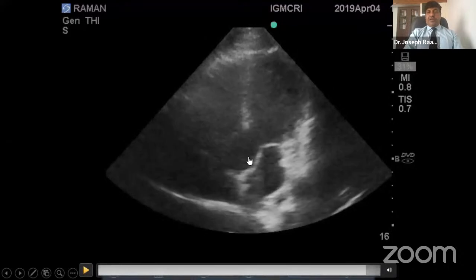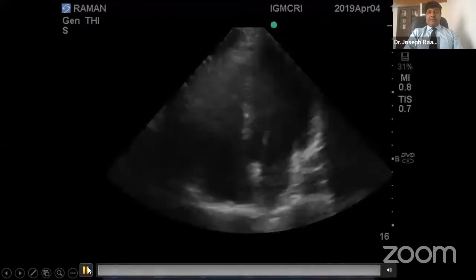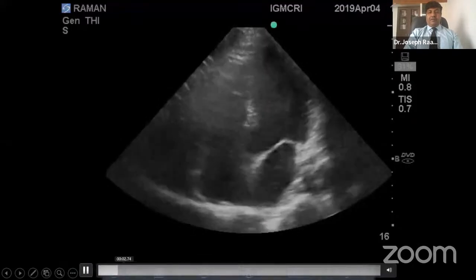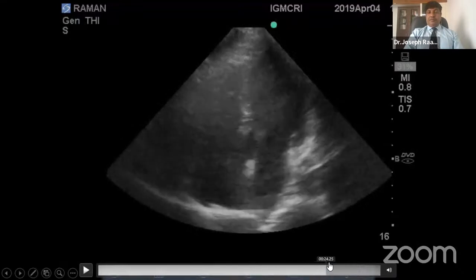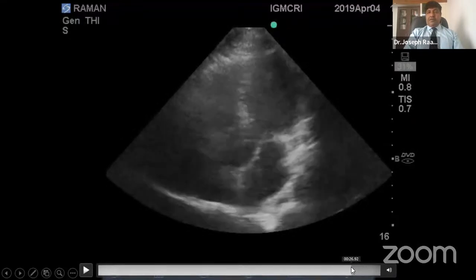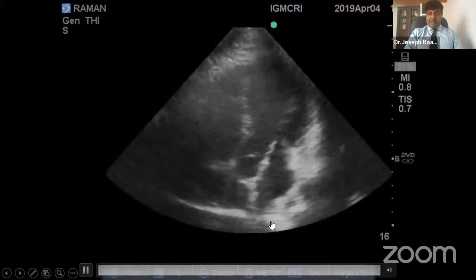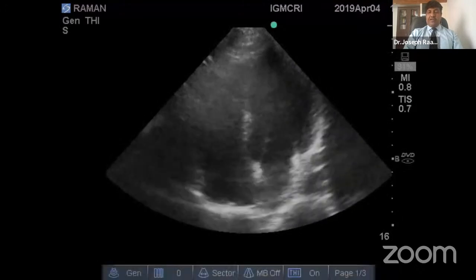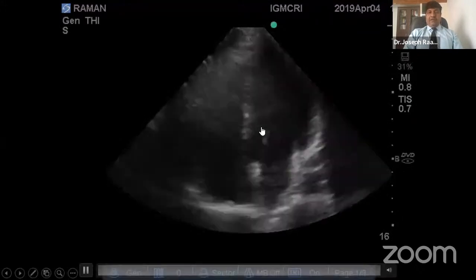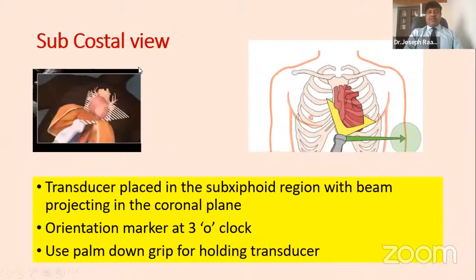So this is how the aortic valve will be seen: LVOT and the aortic valve. This image will be used for very advanced studies, especially cardiac volume calculation and stroke volume calculation. Okay, so once these views are done, next we'll move on to the subcostal view.